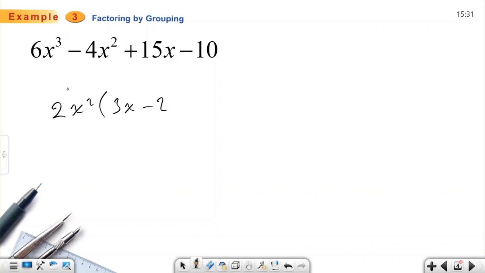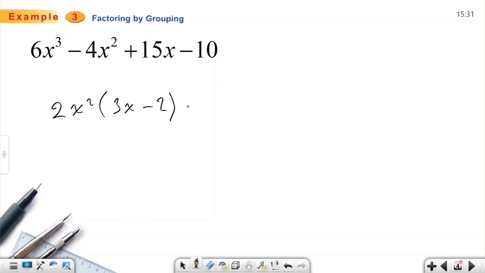So when you factorize by 2x squared, 6 divided by 2 is 3, x cubed divided by x squared is x. Negative 4 divided by 2 is negative 2, and x squared divided by x squared becomes 1. 1 times negative 2 is negative 2, that's the first part.